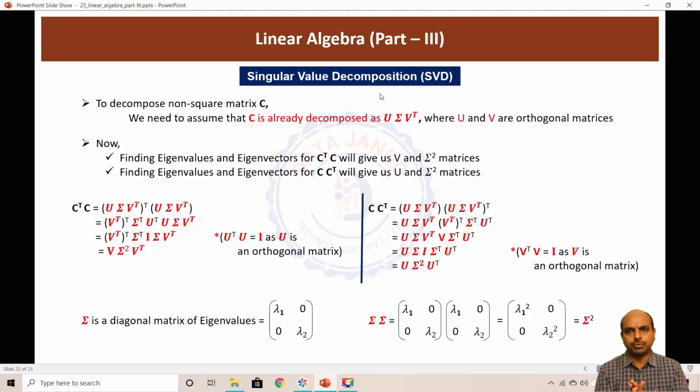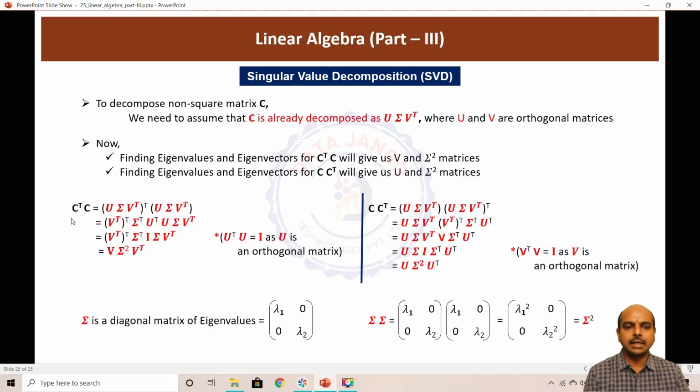If we want to see the proof of why we keep talking about singular value decomposition and again eigenvalue eigenvector decomposition, it is simple. Let us see. Suppose that you decomposed C into U sigma V transpose. You already assume that for your matrix you have U sigma V transpose. When you do singular value decomposition, U is an orthogonal matrix and V is an orthogonal matrix.